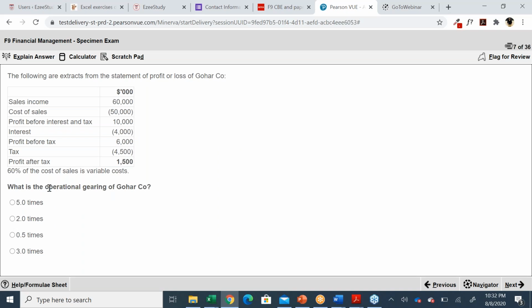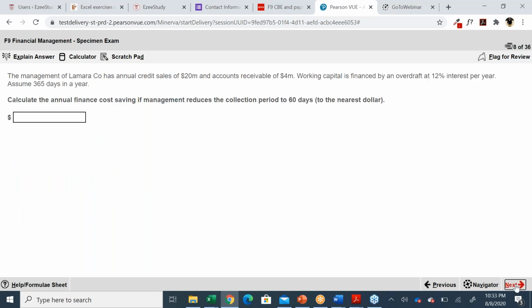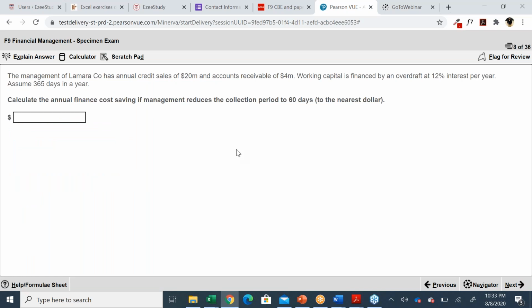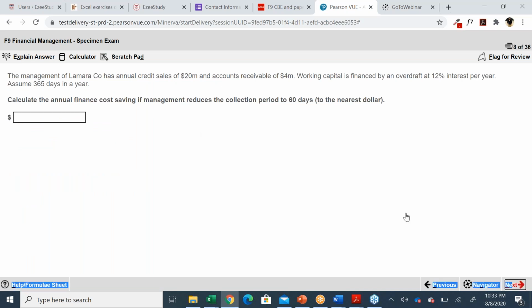The operational gearing formula is simply to be used, and we have solved a similar type of question previously. So just go through this specimen exam and solve all the questions, right? I will be discussing only those questions in which students usually make common mistakes. Here there is no trick in this question. All you need to do is calculate the contribution and divide it by PBIT. No trick in the question, a straightforward question. That's again a straightforward question, so no need to discuss.